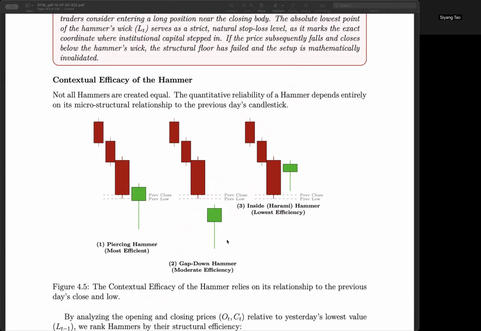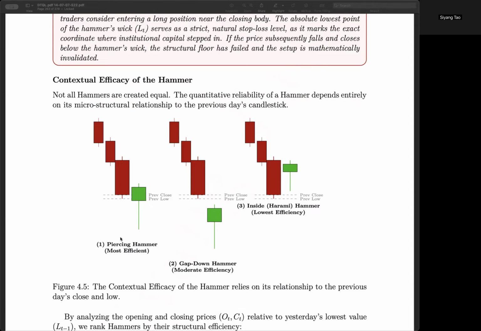Rank 2 is the gap down hammer. This is moderately efficient. The price gaps down at the open and prints a hammer. However, because it leaves an unfilled gap right here, immediately above it, that empty space will act as heavy algorithmic resistance, making it much harder for the stock to rebound.